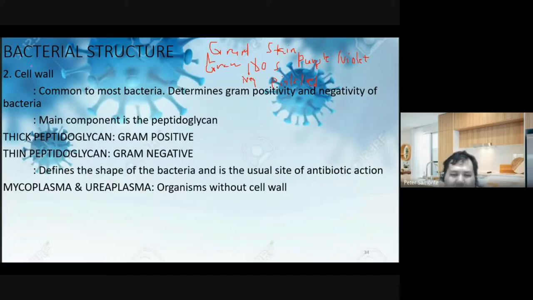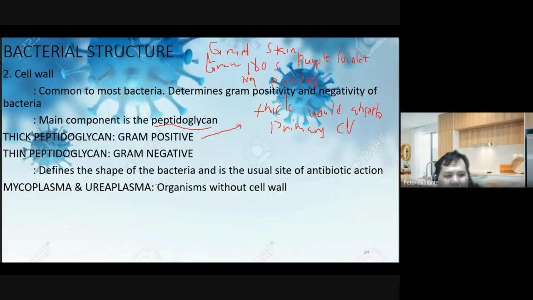Now, the reason, class, it can determine gram positivity and negativity is because of the presence of peptidoglycan. Peptidoglycan is the main component of your cell wall. It would determine the gram positivity and negativity. If your peptidoglycan in the cell wall is very thick, it would be gram positive. The reason for that is because thick peptidoglycan would absorb more of the primary stain, which is your crystal violet.